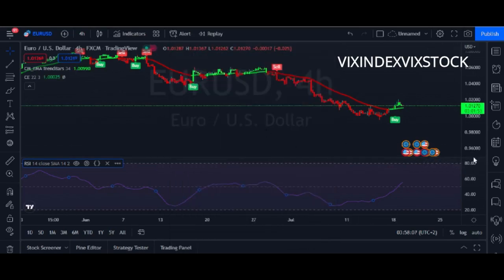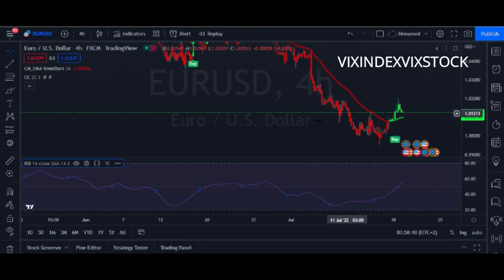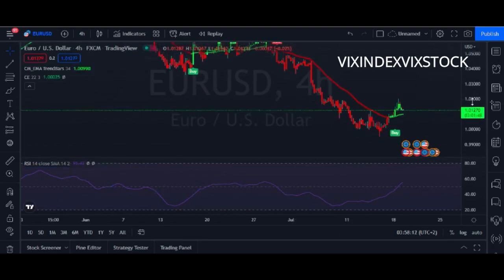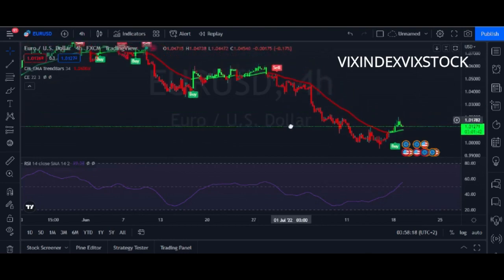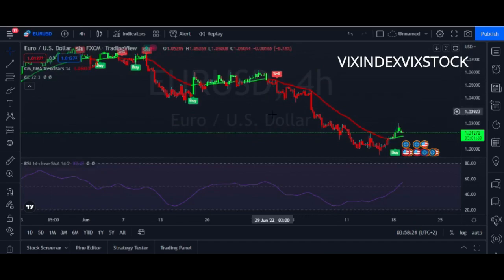So now, obviously, we are going to rely on the RSI as well as our chandelier and our trend bars. So the moment we see, where's my pointer? The moment we see that we have a sell signal, obviously we want the RSI to be below the 50 level. Our RSI needs to be below the 50 level to confirm what's happening here. Then we take our sell.